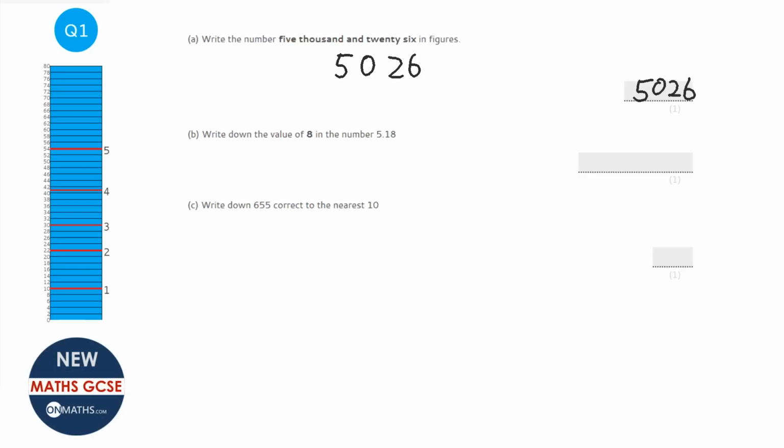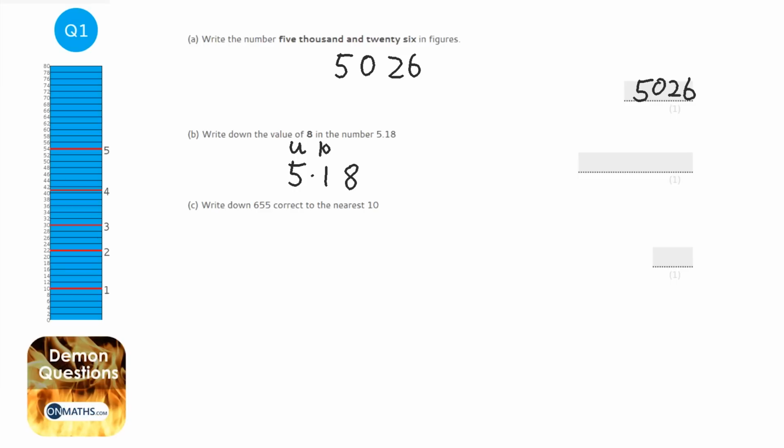Next question says write down the value of 8. Now if we remember, and let's just write the number a little bit bigger, this is our units column, this is our tenths column, and this is our hundredths column. So the value of the 8 is 8 hundredths. We can write that as a fraction, 8 hundredths.